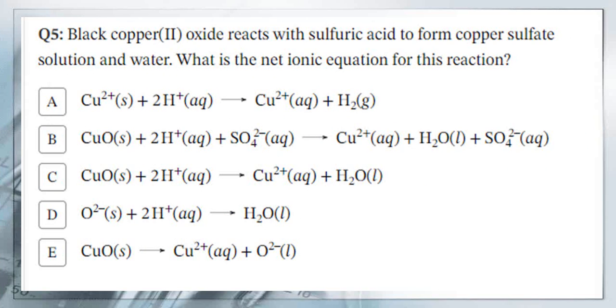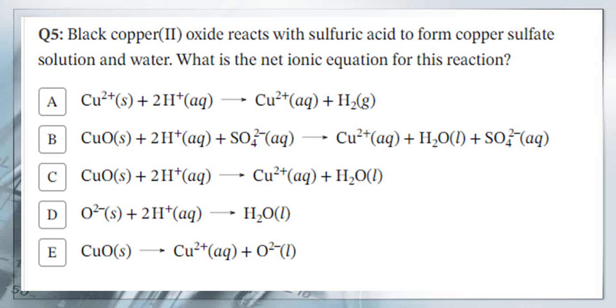Here we have the new question number 5. It's very important, and a new question for our lesson of ionic equations. Please focus and concentrate before trying to answer. Black copper 2 oxide means that copper is in the valency Cu2 plus.